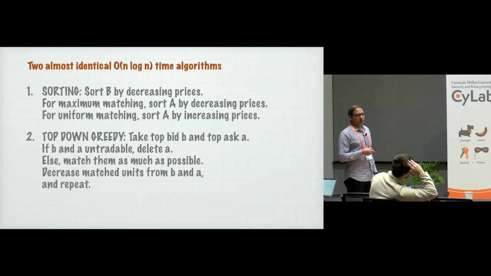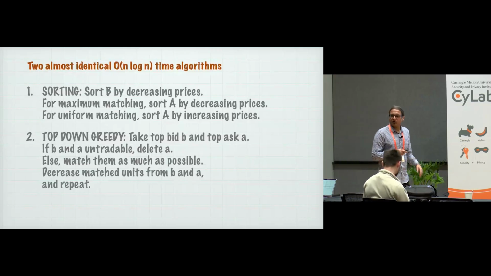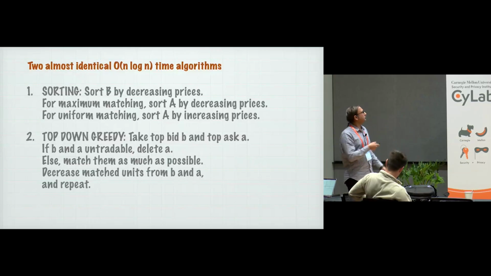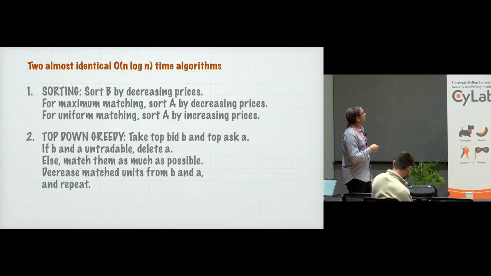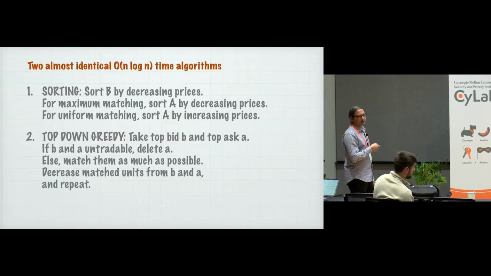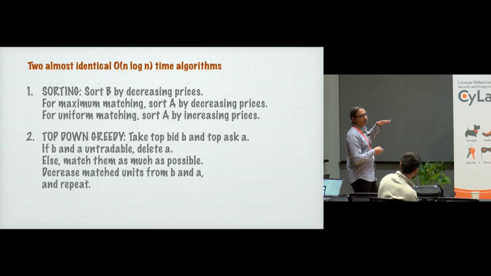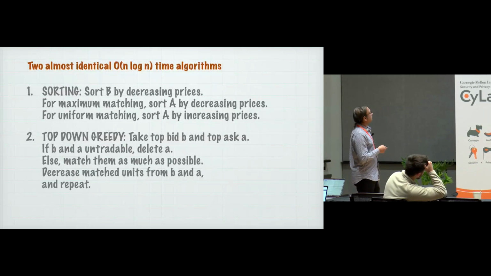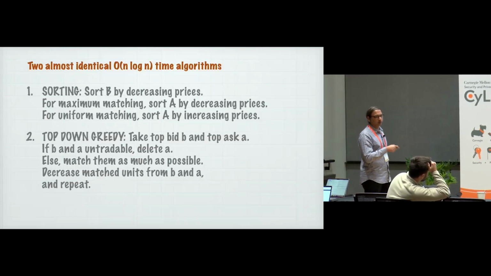It turns out both these problems have very simple algorithms, and their running times are n log n. They're pretty fast, and for both the objectives, you have almost identical algorithms. These algorithms start by sorting the list of bids and asks by their prices, and then there's a top-down greedy matching approach. So let me just read it very quickly, but if you don't follow, don't worry, I will show it in an example later.